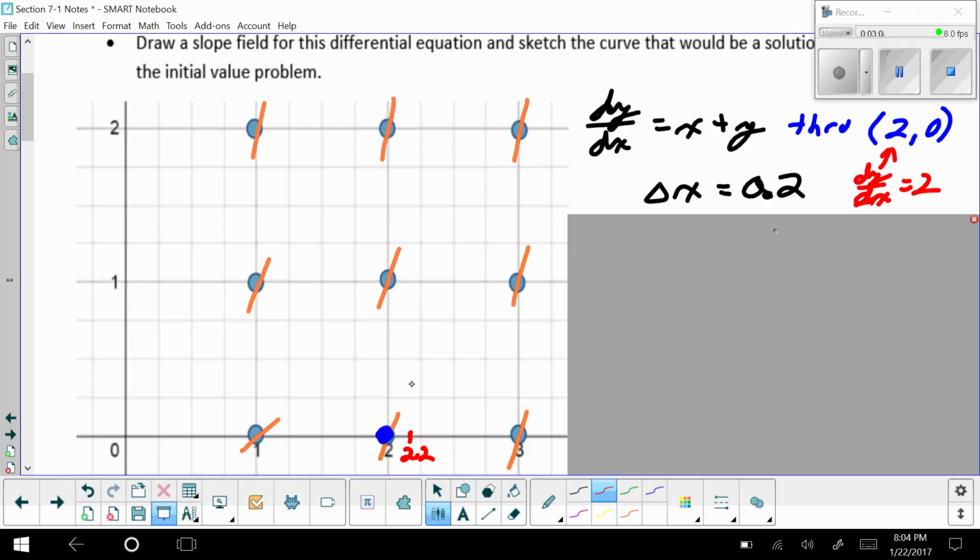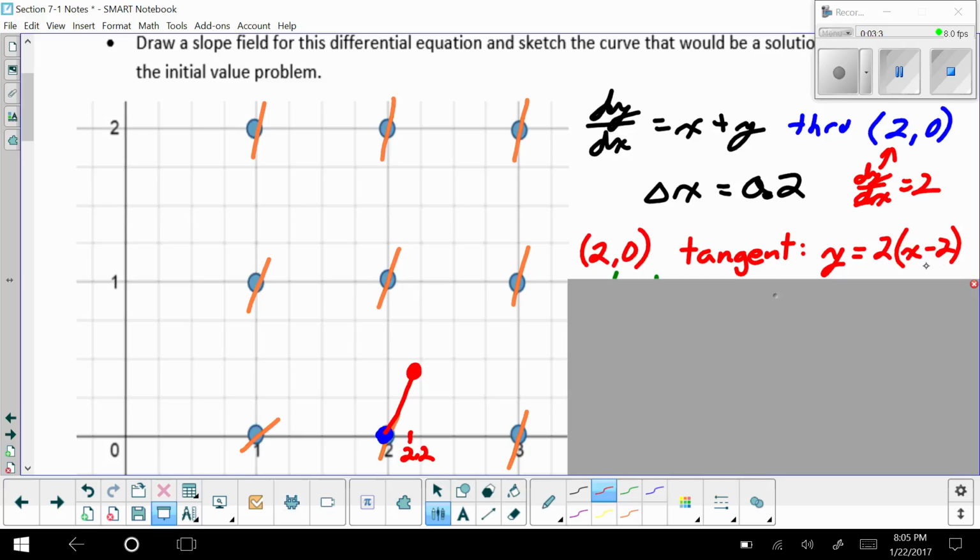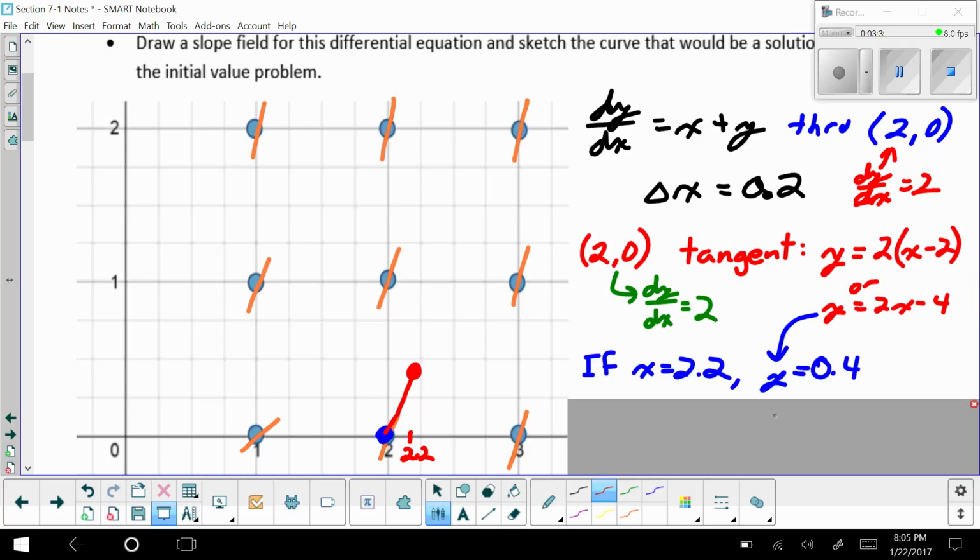And to find the y value there, well, I know at (2, 0), I have a slope of 2. So if I were to go up until I get to an x of 2.2, this should be about what my y coordinate would be for my function. So to find that y value, I need the tangent line at (2, 0). Well, I know the point (2, 0). I know the slope 2. So my tangent would be y equals 2 times (x minus 2). Well, at 2.2, in other words, plug 2.2 in for x, y would be 0.4. And if you notice from my sketch, that's a pretty good estimate.